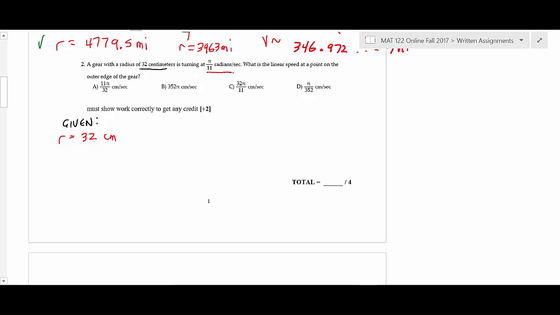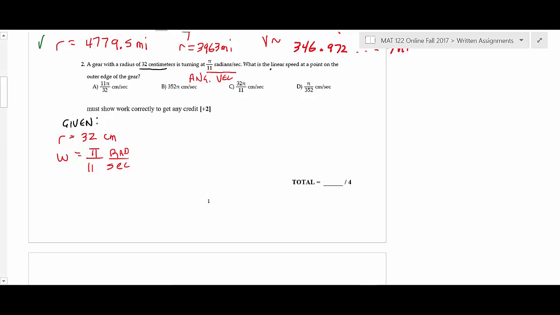Okay, so the next thing is we have this. Now see, that is an angular velocity because of the units. The units are in radians per second, so we know that's omega. That's an angular velocity. So we'll write that down as pi over 11 radians per second. Okay, and that appears to be all we have.